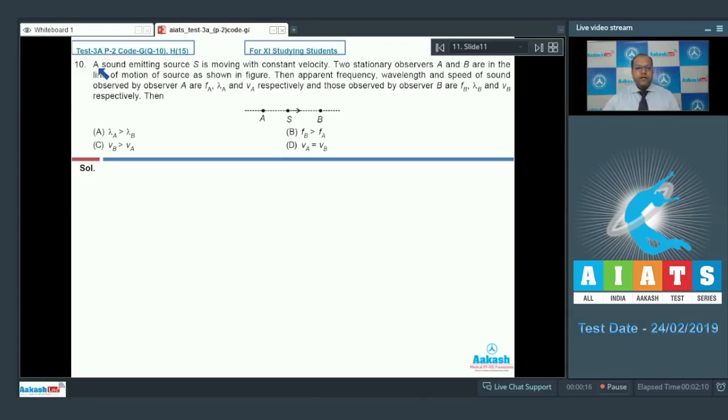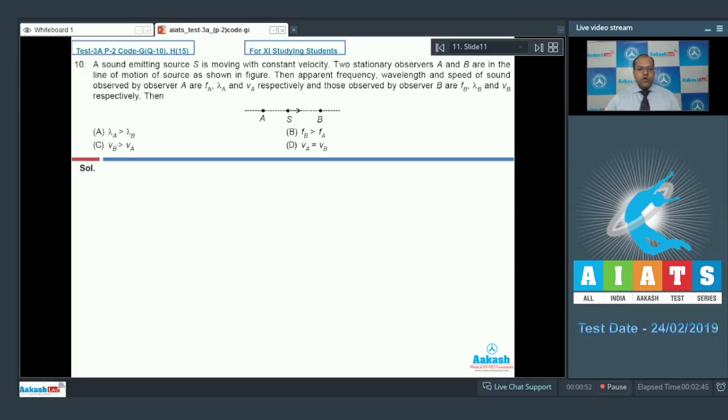In question number 10, a sound emitting source S is moving with constant velocity. Two stationary observers A and B are in the line of motion of the source. Then, the apparent frequency, wavelength, and speed of sound observed by observer A are Fa, lambda A and Va respectively, and those observed by observer B are Fb, lambda B and Vb respectively.